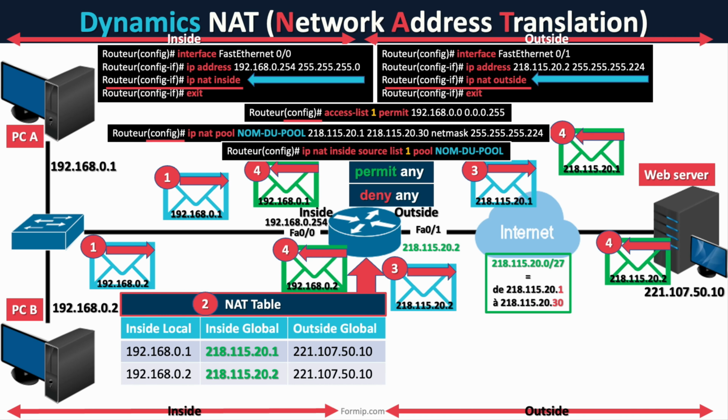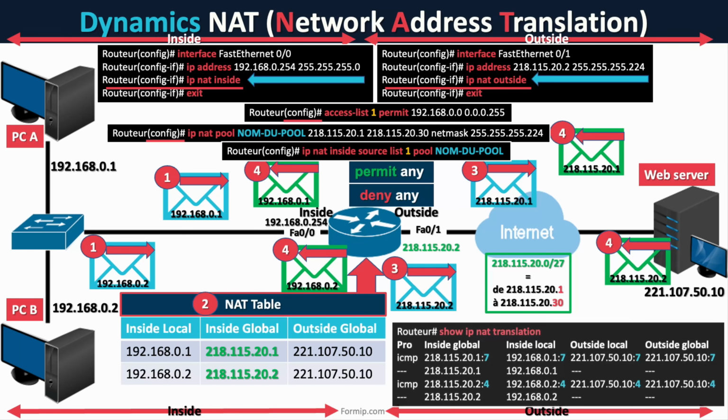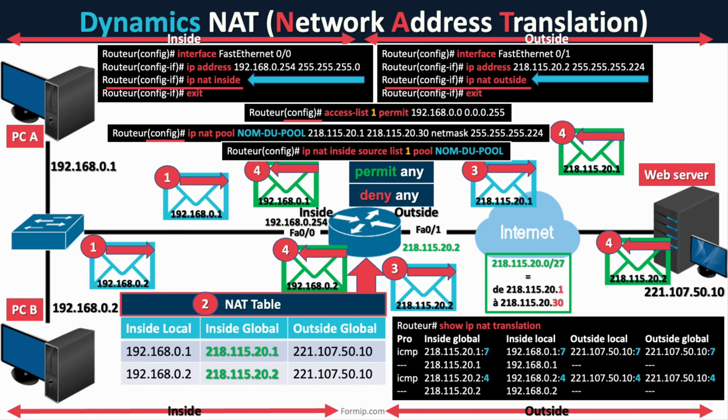And finally, still in global configuration mode, you need to establish the dynamic translation of the source IPs by specifying the ACL and the address pool with the command ip nat inside. And as with static NAT, the show ip nat translations command allows you to display active NATs.